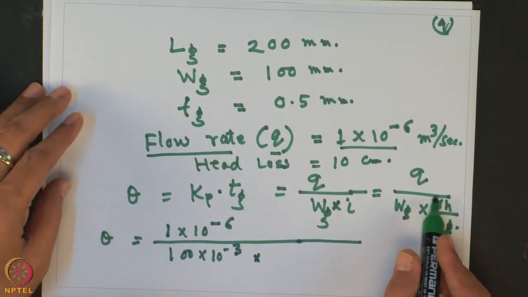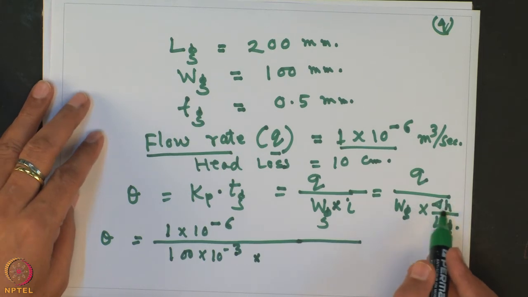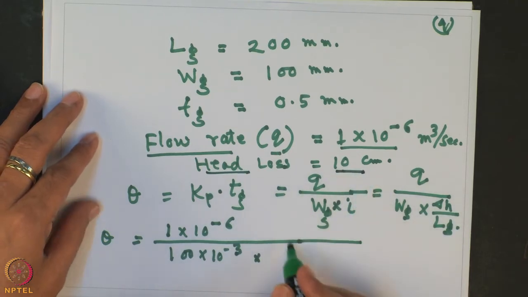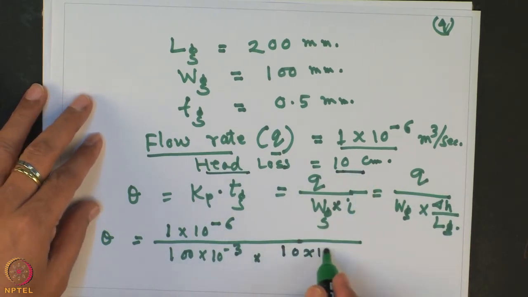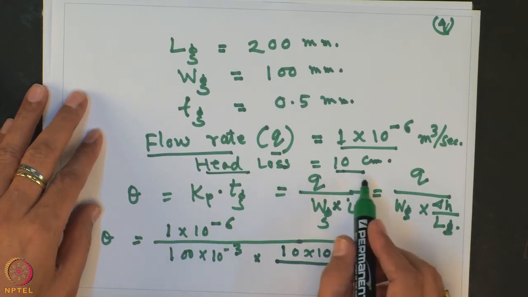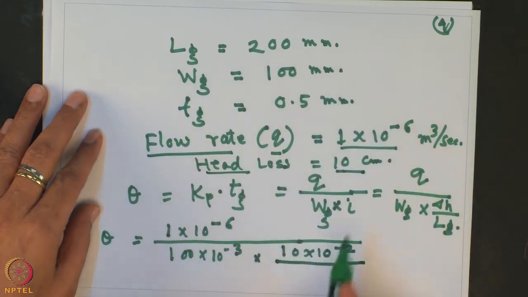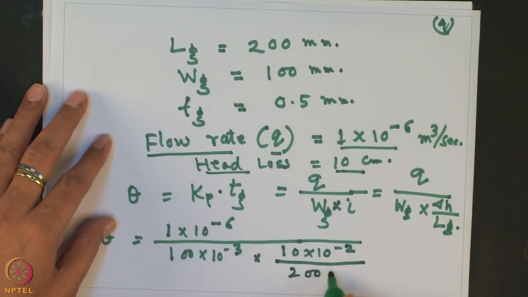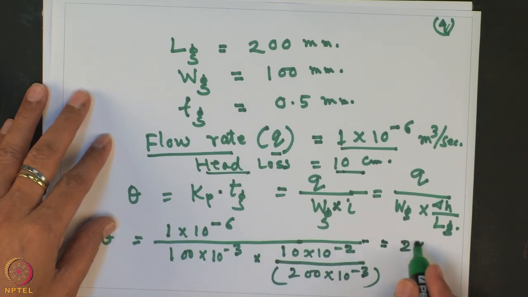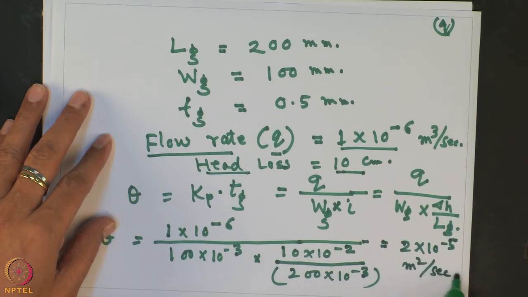So, here the head loss is 10, which you can write as 10 into 10 to the power minus 2, all in terms of meters, and this is divided by L of G. L of G is 200 millimeter, so this will be equal to 200 into 10 to the power minus 3. This will give you theta equal to 2 into 10 to the power minus 5 meter square per second.